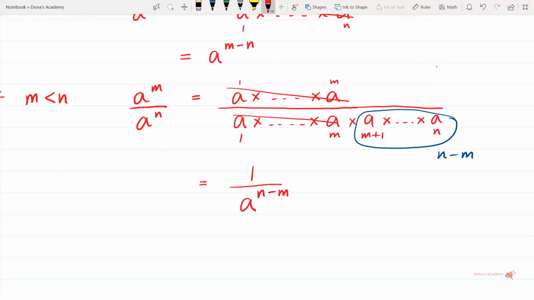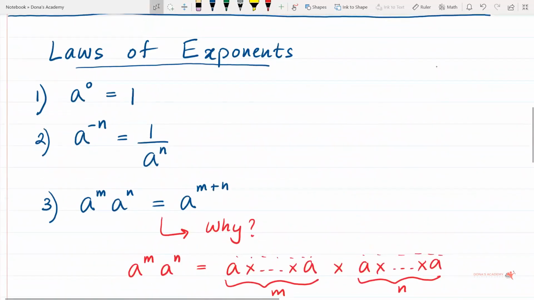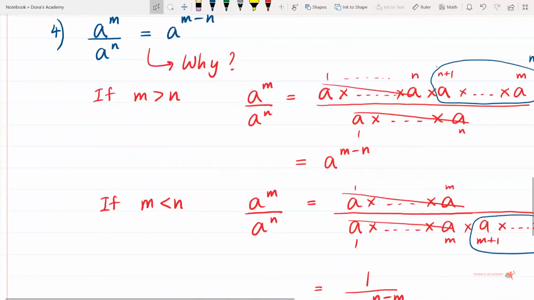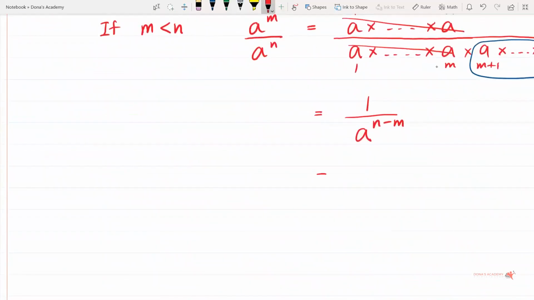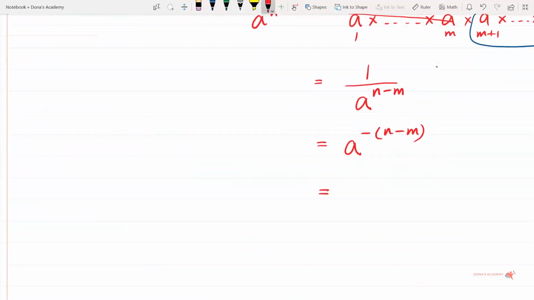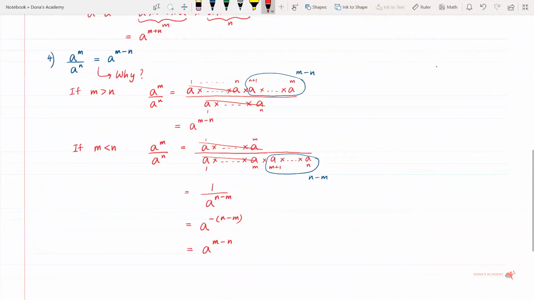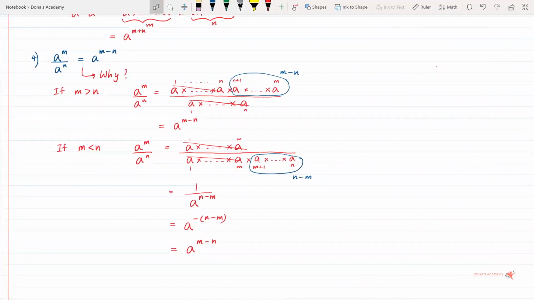However, we know that by the second law, we can write 1 over a to the n minus m as a to the power negative n minus m. So I can replace this by a to the power negative n minus m. Now if I distribute the power, I get a to the power m minus n. Alright, so that's what I wanted. So I proved this law for both cases.